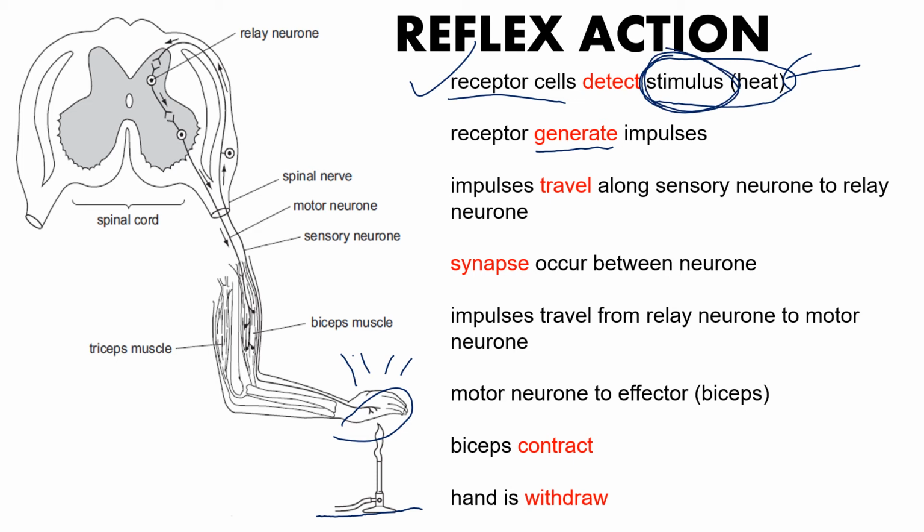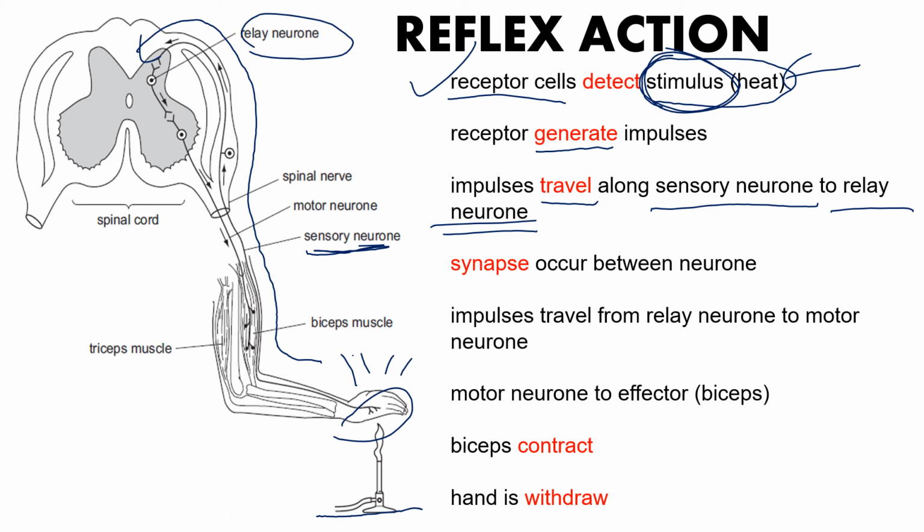Remember, the impulse needs to arrive at the brain for integration, for the brain to know what steps to perform after it detects the stimulus. So the impulse will travel along the sensory neuron. As you can see, we have the sensory neuron. The impulse will travel all along the sensory neuron to the relay neuron here, which is located at the central nervous system. In this particular case, it is the spinal cord.